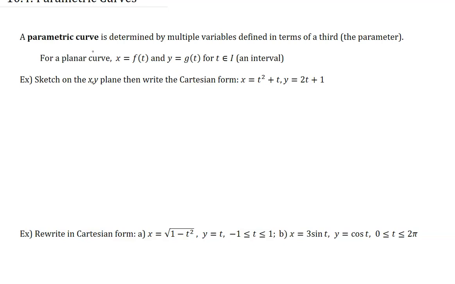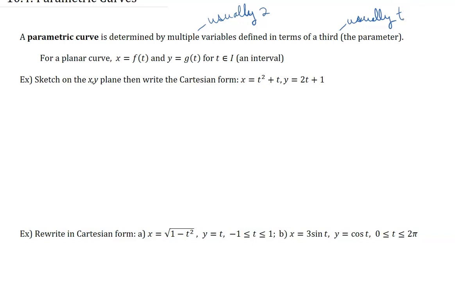So first of all, a parametric curve is defined by multiple variables. Usually multiple is 2, because we're usually doing a horizontal and a vertical, so x of t and y of t. And it's defined in terms of a third. That third is called the parameter. And this one is usually t.